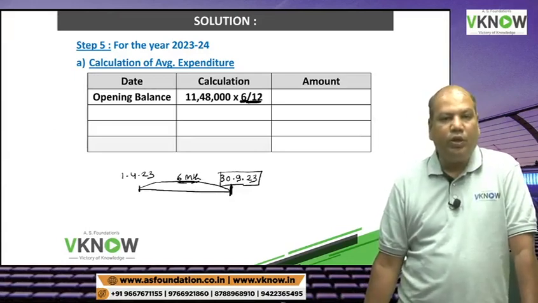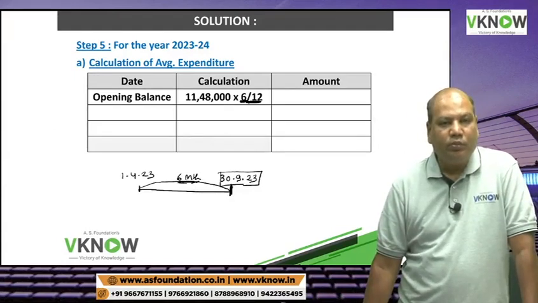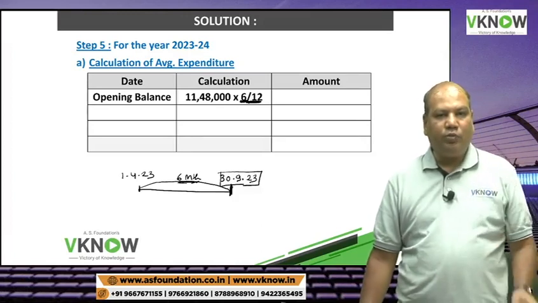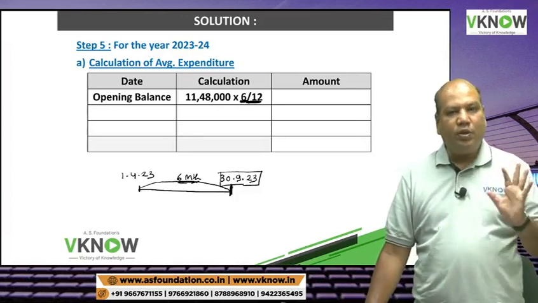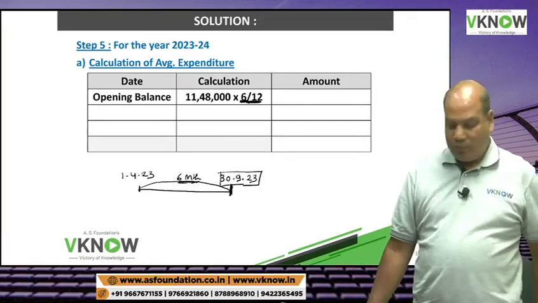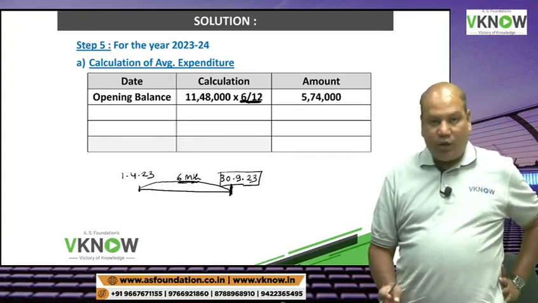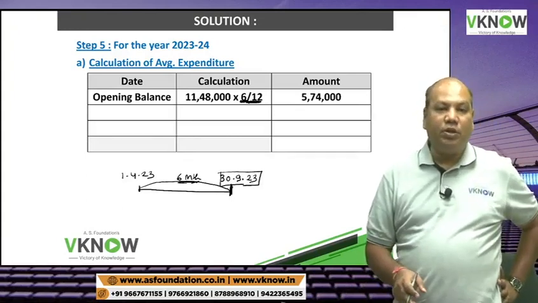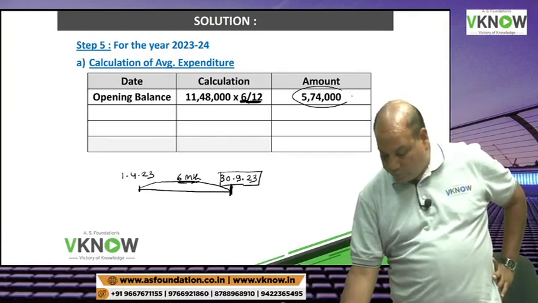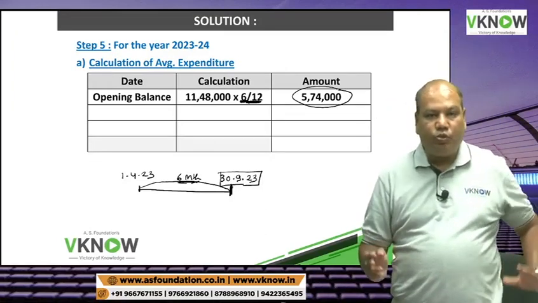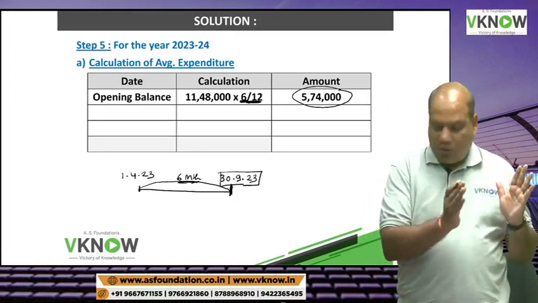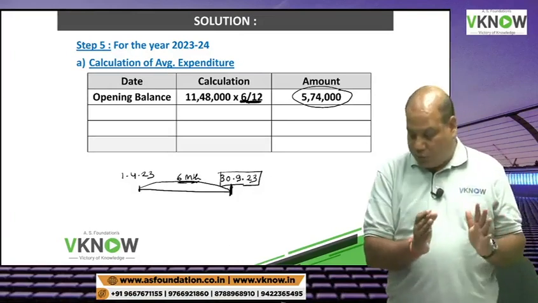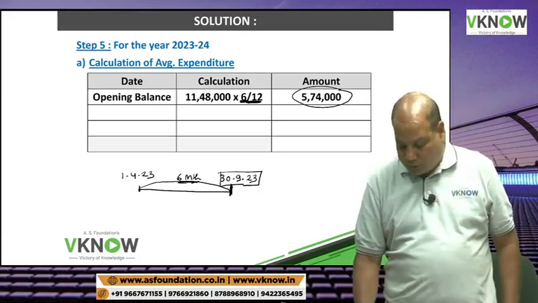Why 12? Because interest rate is per annum. Interest rate given is 9% per annum. So when you are calculating interest for 6 months, it will be 6 by 12. That is the simple logic. Because interest rate I am going to apply is 9% on this amount, which is 9% per annum. So for 6 months, the interest will be 11,48,000 into 6 by 12 into 9%.